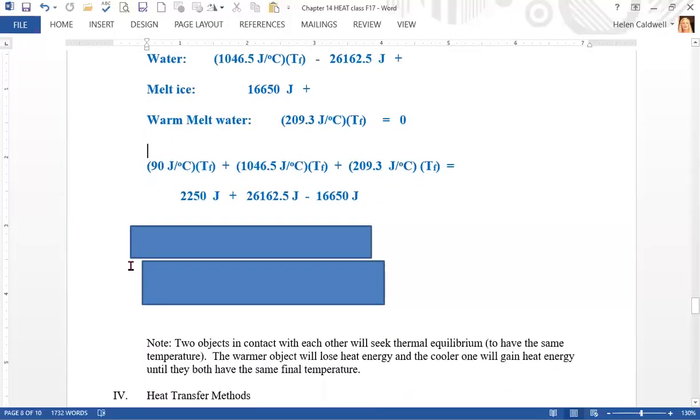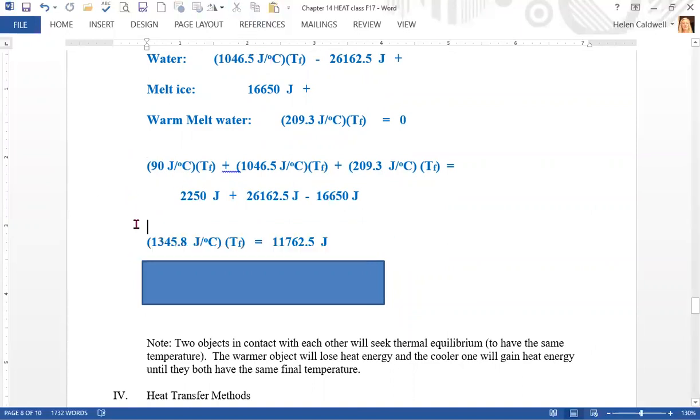Now what do we do? We take the numeric coefficients in front of the TFs, so all the numbers in front of the TFs, and add them up. So 90 plus 1,046.5 plus 209.3, we get a single number times TF. On the right-hand side, we just add the numbers up, do the math. So on the left side, we get 1,345.8 joules per degree Celsius times TF.